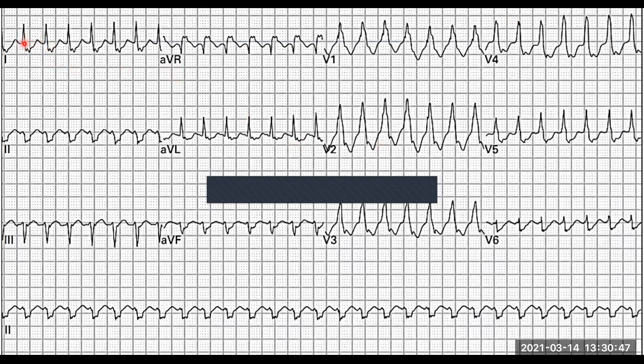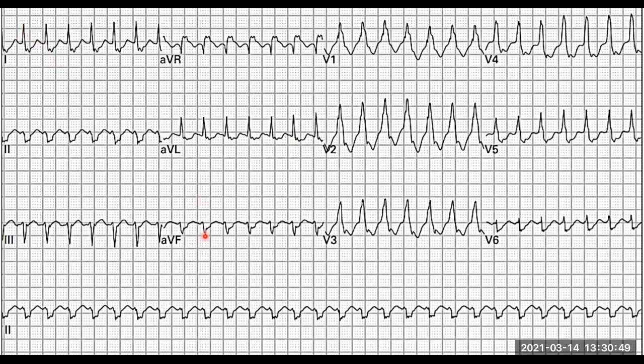We've got lead 1 pointing upwards, and lead AVF pointing down. If you recall, if lead 1 is pointing up, it's either a normal axis or a left-sided axis. If AVF were pointing upwards, we would have a normal axis, but because it's pointing downwards, we know we have a left-sided axis. So the axis is actually the easy part of it. It just tells us something's happening on that left-hand side.